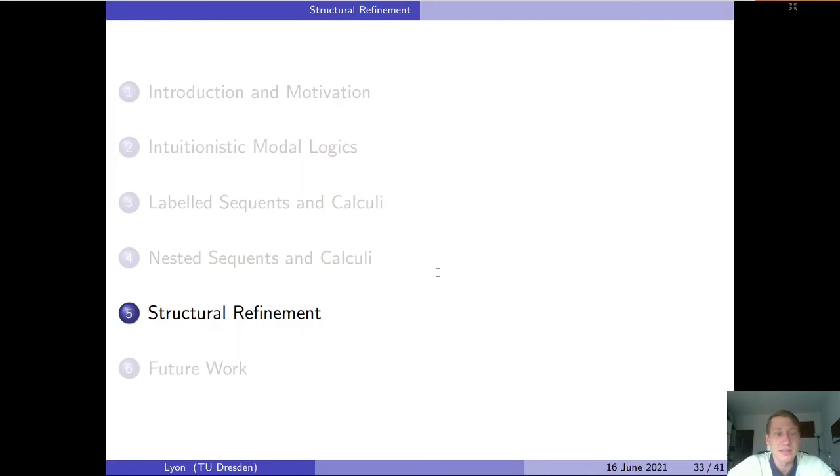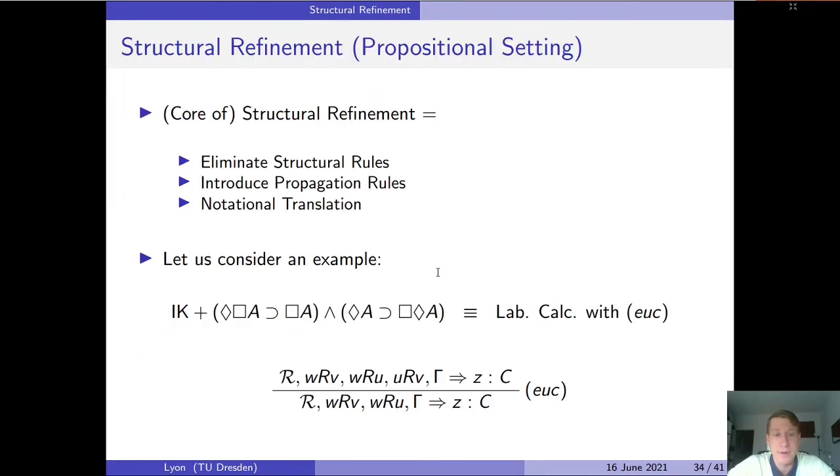All right, last, let's look at structural refinement. There's a broad interpretation of structural refinement: transforming the semantics of a logic into a nested system. I explained that at the beginning of the talk. But there's also a narrow interpretation of the idea, which essentially just has to do with transforming labeled systems into nested systems. So what is the core of structural refinement? How do we go from the labeled setting to the nested setting?